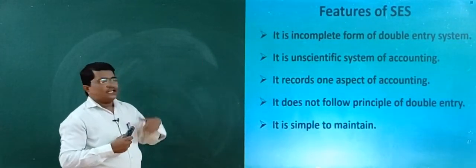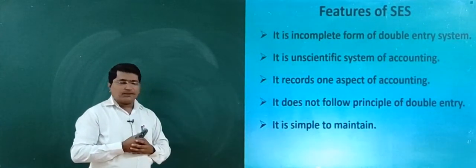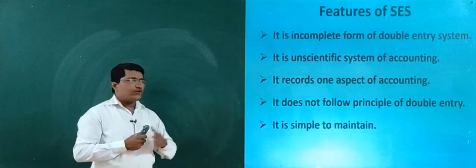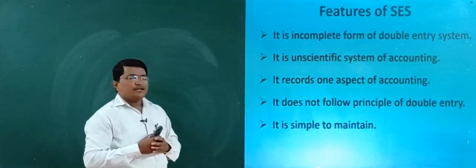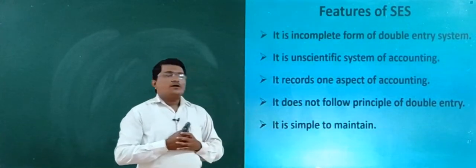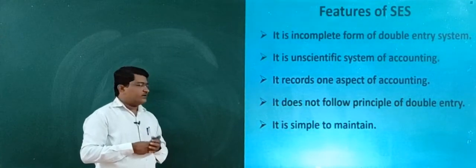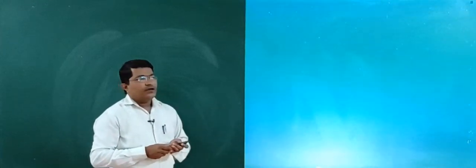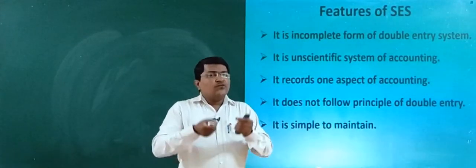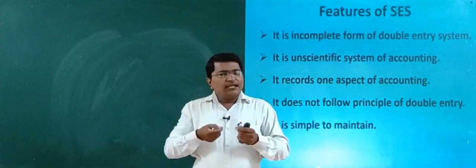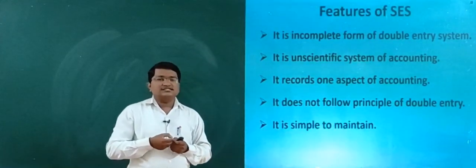So first, it is an incomplete system of bookkeeping. It is an unscientific system of bookkeeping. It records one aspect of accounting. It does not follow the principle of double entry system. It is simple to maintain. Right? So now in this class we studied the meaning and characteristics or features of single entry system.